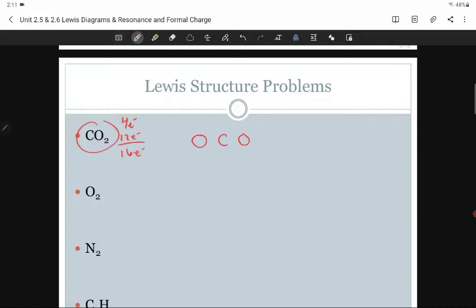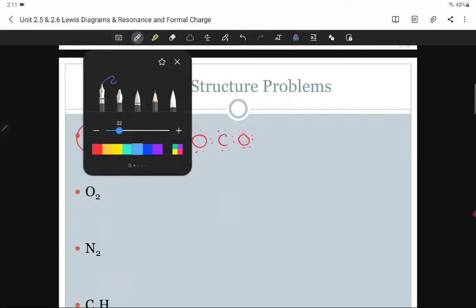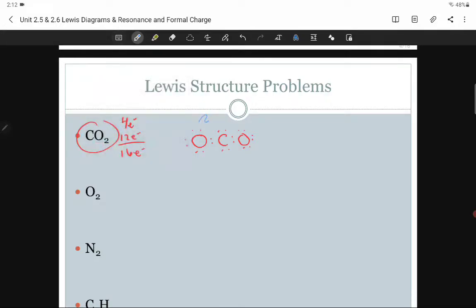So what I would do first is try to distribute 8 electrons around every atom and see what happens. I think the first time you did these, your teacher may have done this for you.